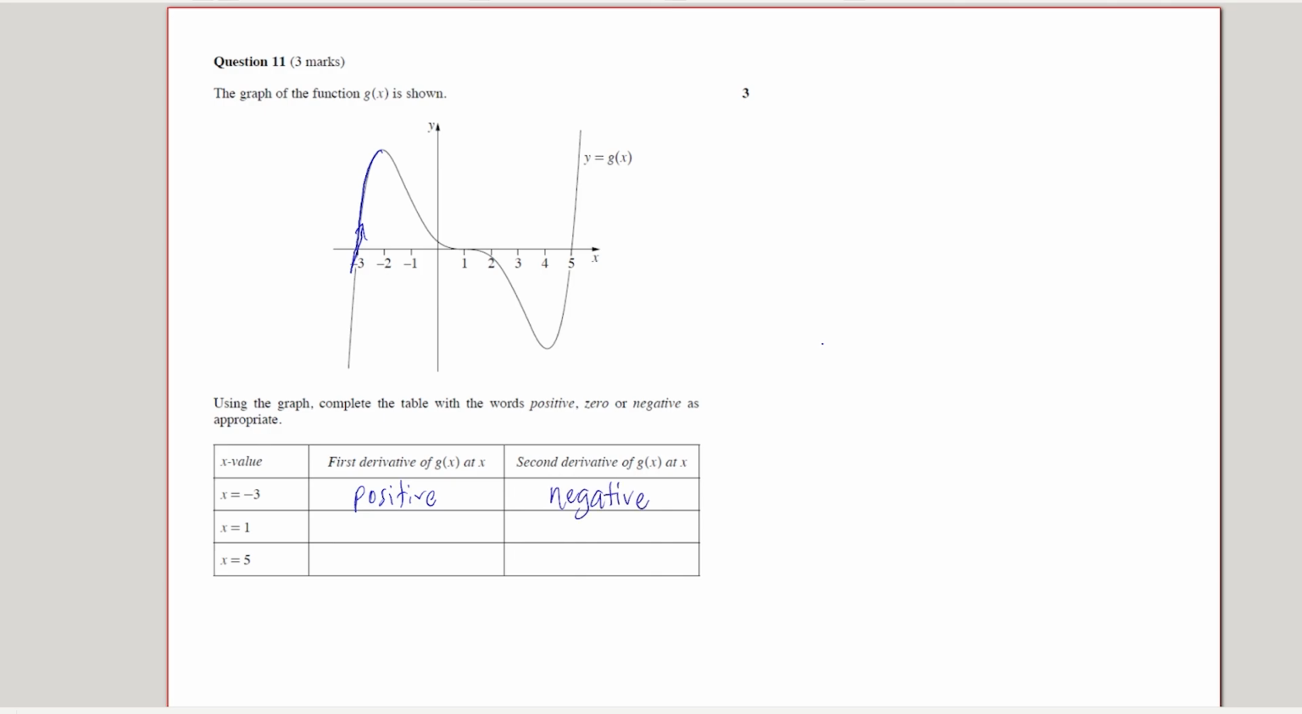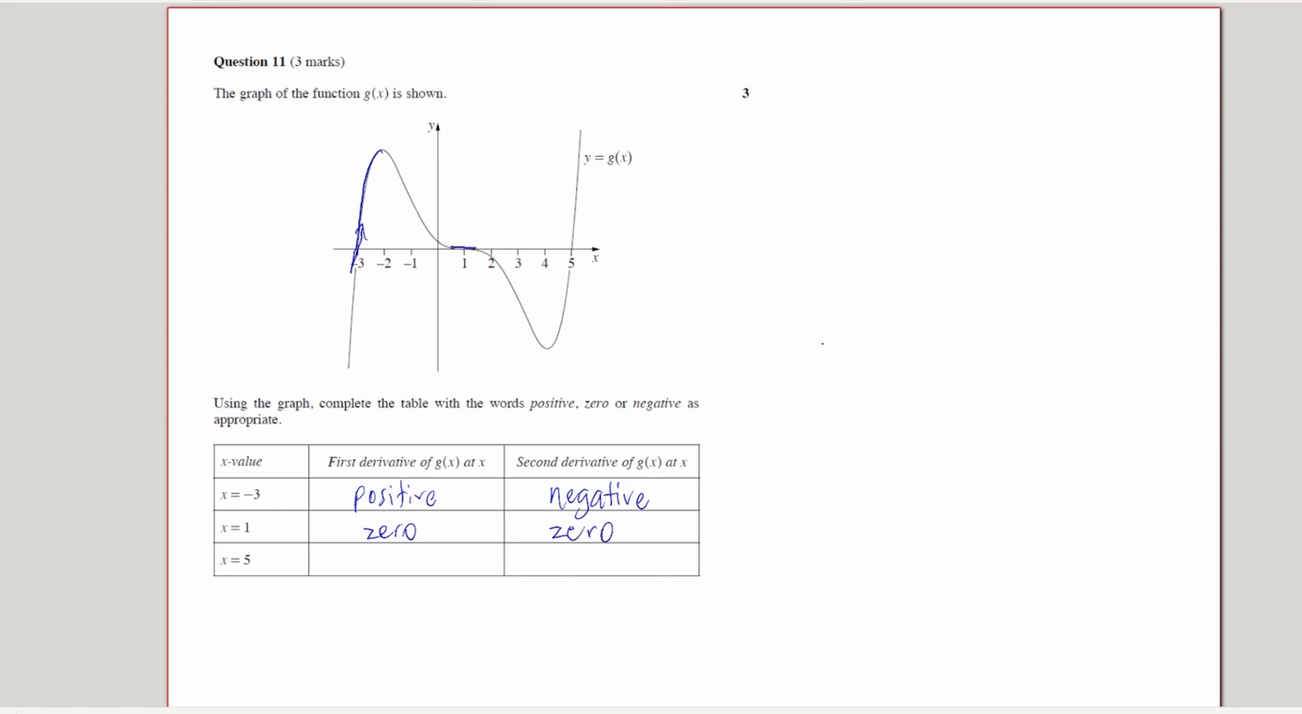Alright. Let's look at x equals 1. x equals 1 is an inflection point. So the first derivative, if you had to take a tangent this way, it's horizontal, so it's going to be 0. And since it's an inflection point, it's going to have a 0 second derivative.